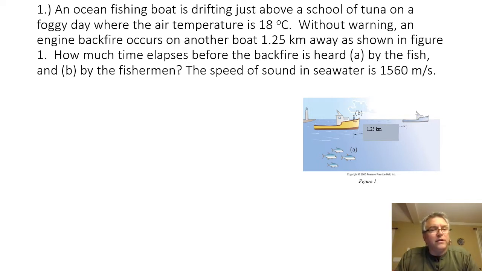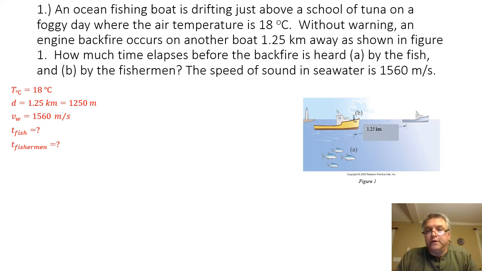Let's take a look and see what we're given here. We are told that the air temperature is 18 degrees Celsius. We are told that the boat that backfires is 1.25 kilometers away from both the fish and the fisherman. So we know we have to convert that to meters. So 1.25 kilometers will equal 1,250 meters. I know the speed of sound in seawater is 1,560 meters per second. And we are looking for the time it takes for that sound wave to reach the fish and the time it takes for that sound wave to reach the fisherman.